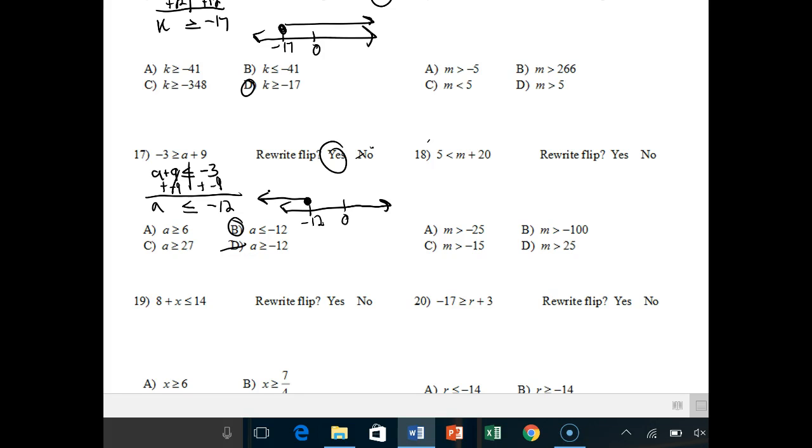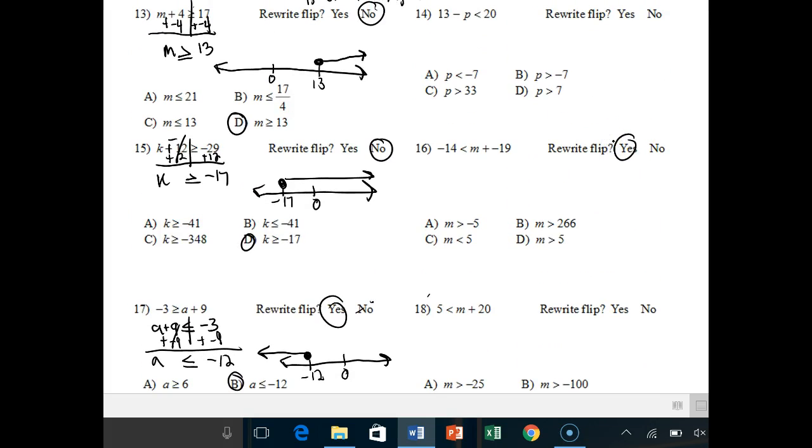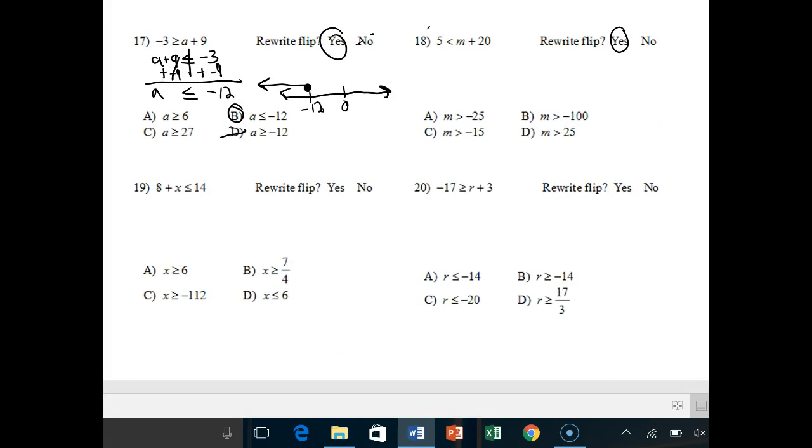So for instance, number 16 is going to be a rewrite flip. Number 18 is going to be a rewrite flip. I'll help you on 16. That's m plus -19, flip the sign, greater than -14. That's all you're doing. You're just taking these two, flip-flopping them, and then also flipping the sign. All right, and number 19, do I need a rewrite flip? No, I don't, because the variable is on the left-hand side.